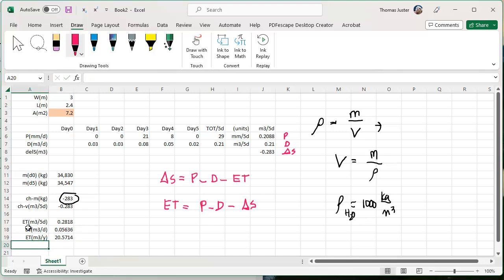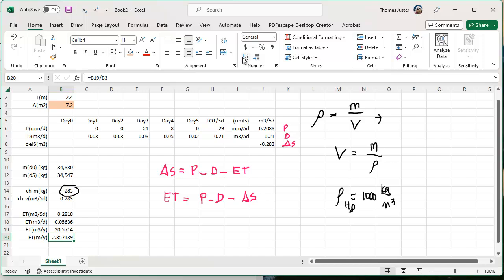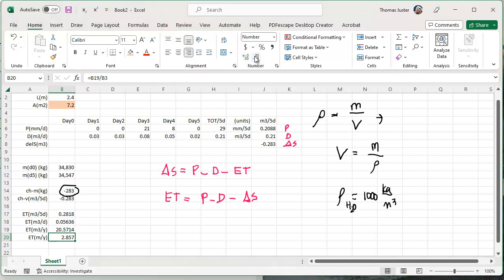But now if I want the flux, I have to divide that by the area. The area is the one in the orange cell up here. So if I want to get ET in meters per year, that's a flux. Now I take the volumetric flow rate, which was 20.574 cubic meters per year, and divide that by the area of 7.2 square meters. So I get B19 divided by B3. And this is my flux in meters per year, and there you go. It's 2.85. Actually, there are many fewer significant figures there. I shouldn't be showing so many. It's probably about 3, without going through a detailed analysis.